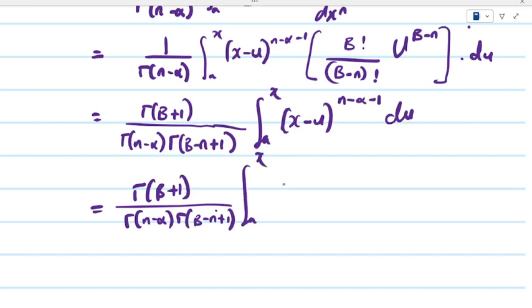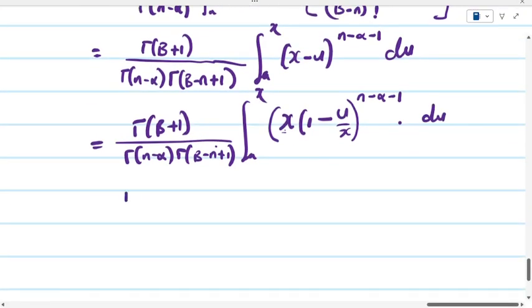If I bring out x here, so I'm going to have x(1 minus u over x), so that by the time I use this to open this bracket, I'm still going to have x minus u. Okay, and don't forget everything is raised to power n minus alpha minus 1, then du.